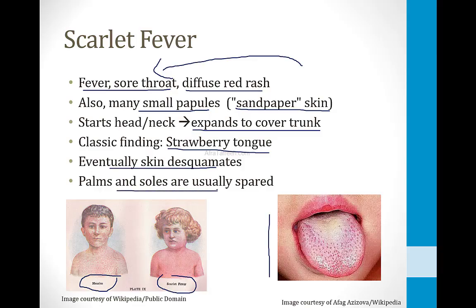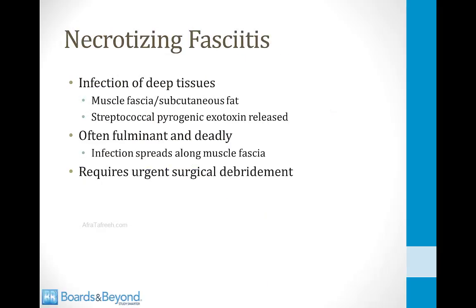There are only 3 infectious rashes that typically involve the palms and soles. The most important is syphilis, but the palms and soles can also be involved in Rocky Mountain spotted fever and Coxsackie virus infections.